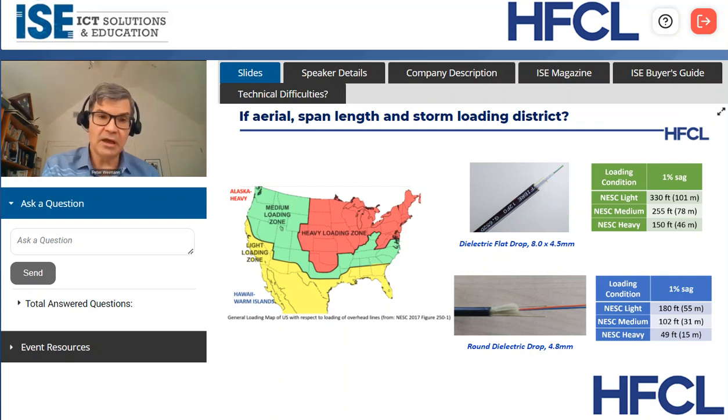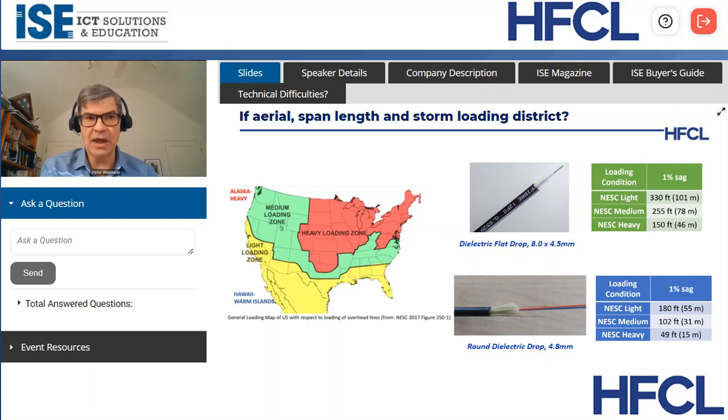But there are options. There are round dielectric drops available that are smaller and don't have the stiffness and preferential bending of the flat drop. I've heard people tell me, I love the flat drop, it's almost indestructible, and other people tell me I hate the flat drop. It's too hard to bend, too hard to work with. So a round drop could be an option if you find that the stiffness of the flat drop is too much, but the span length isn't as high. Depending upon the loading district, it's going to be anywhere from 1/3 to 1/2 the span length.